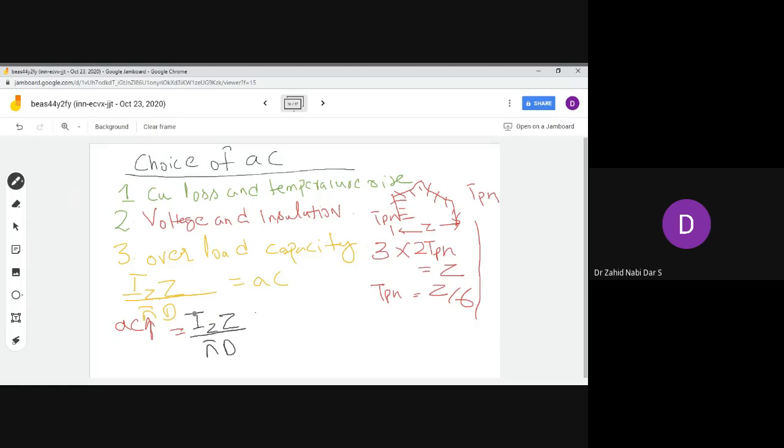So either you have to increase your current, or for increasing AC you can see you have to increase Iz or you increase Z. That is one thing. But if you are increasing Iz, what will happen? Your loss would be Iz square into R, so your loss increases. If you are increasing Z, your cost increases. So your loss will increase, your cost will increase.